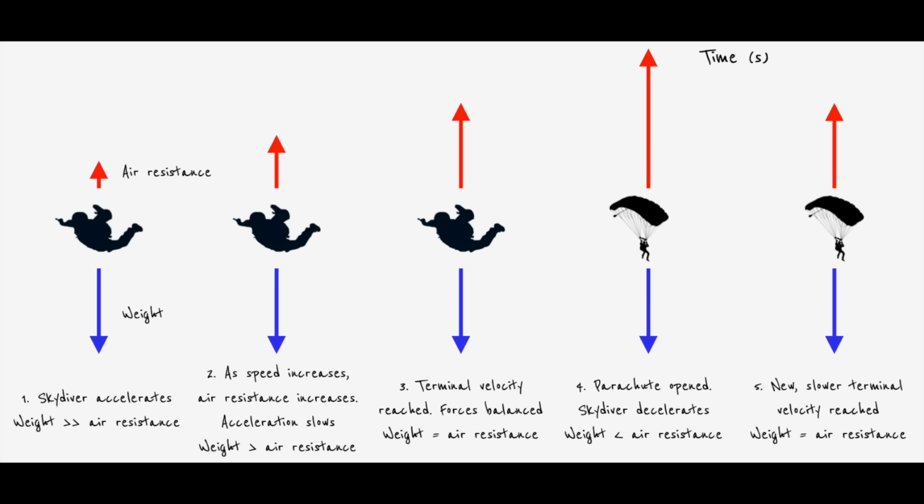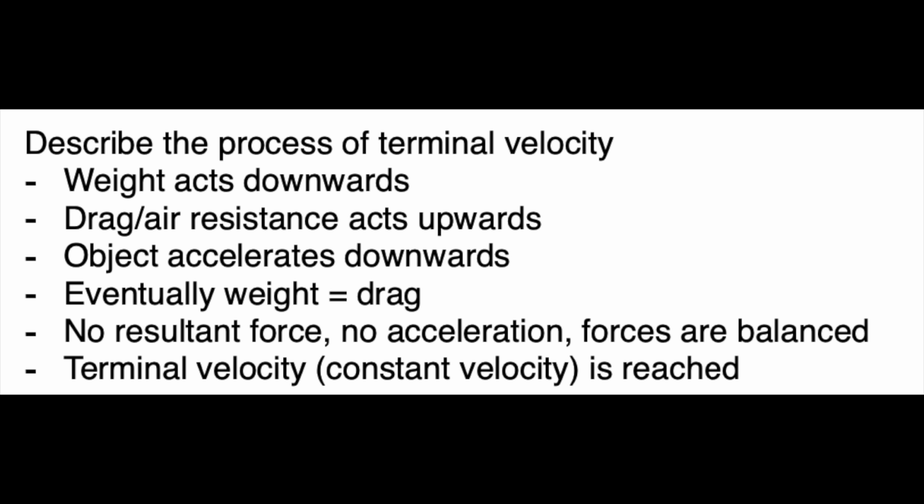Terminal velocity has been reached. What happens next if the parachutist opens their parachute is due to that huge increase in surface area, you've got far more air molecules colliding, meaning the air resistance massively increases. Air resistance is greater than weight, so the person slows down. And then as they slow down, the air resistance will decrease and eventually their weight will equal air resistance. So we have no resultant force and the person travels at a constant velocity, a new terminal velocity, but this will be lower than the original terminal velocity.